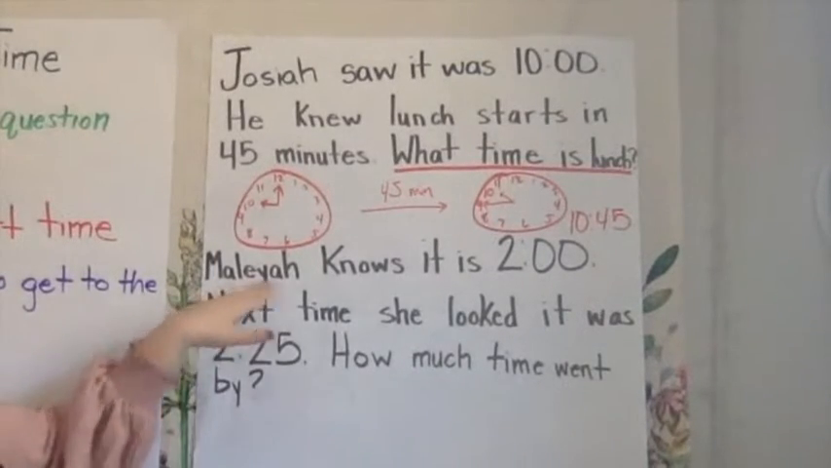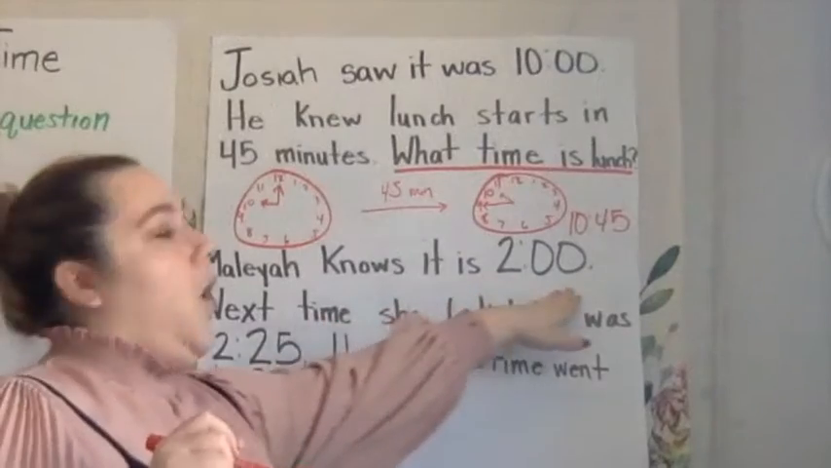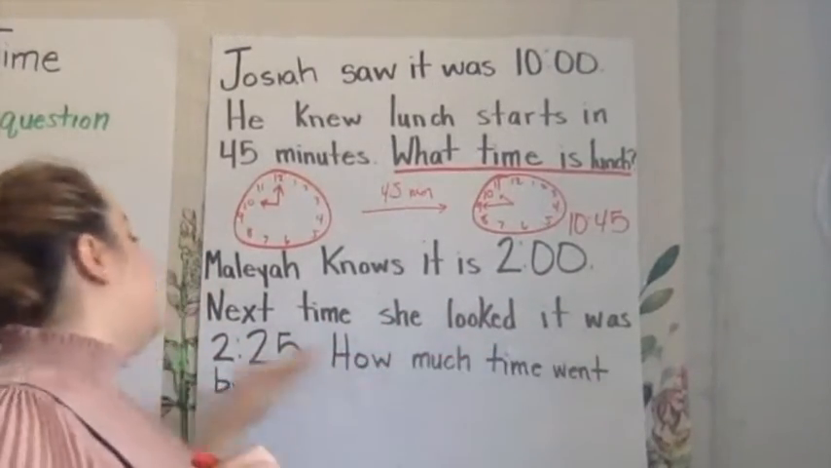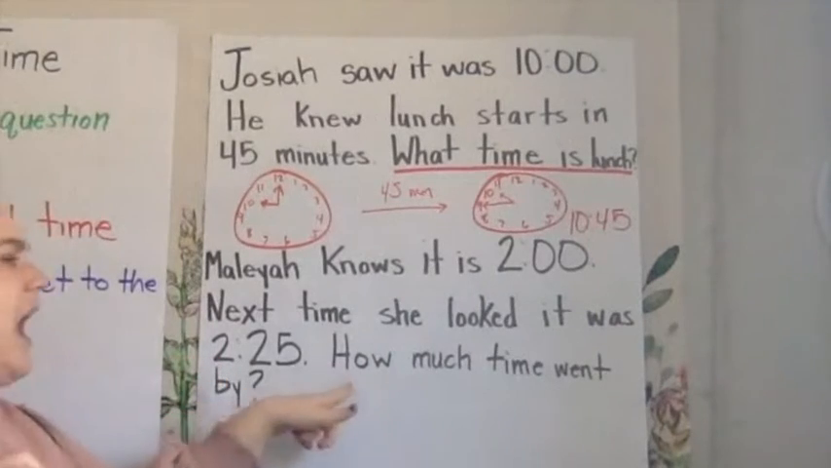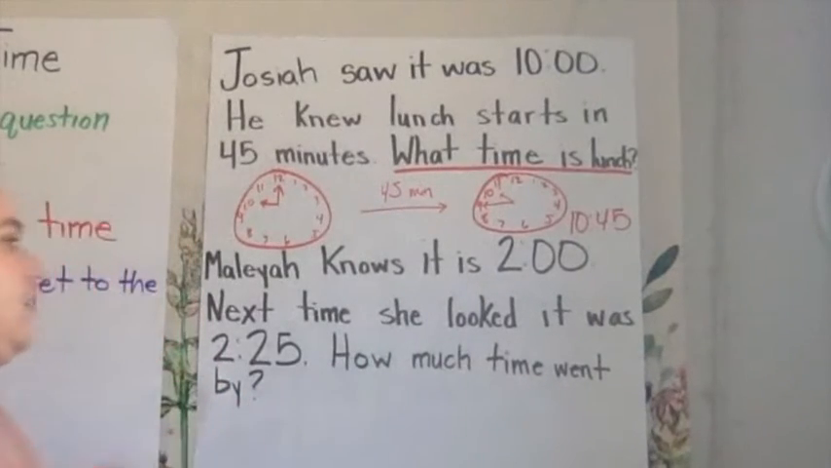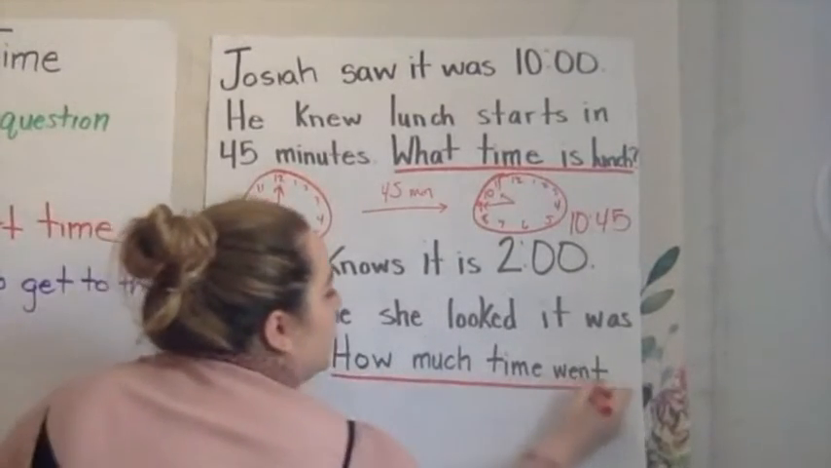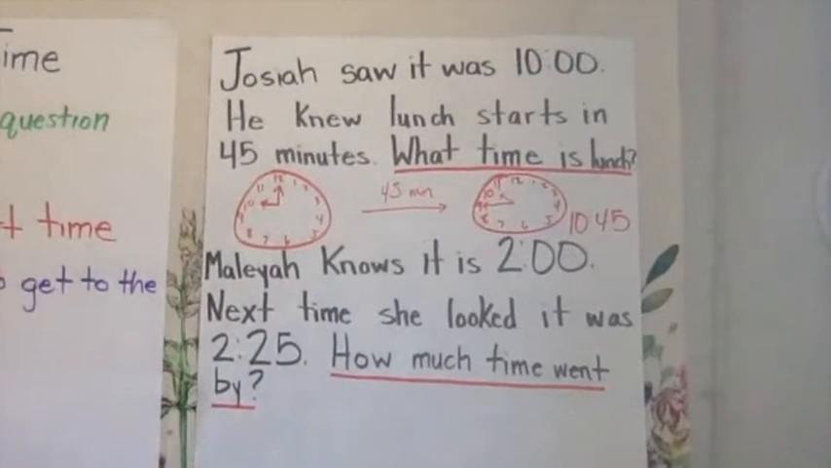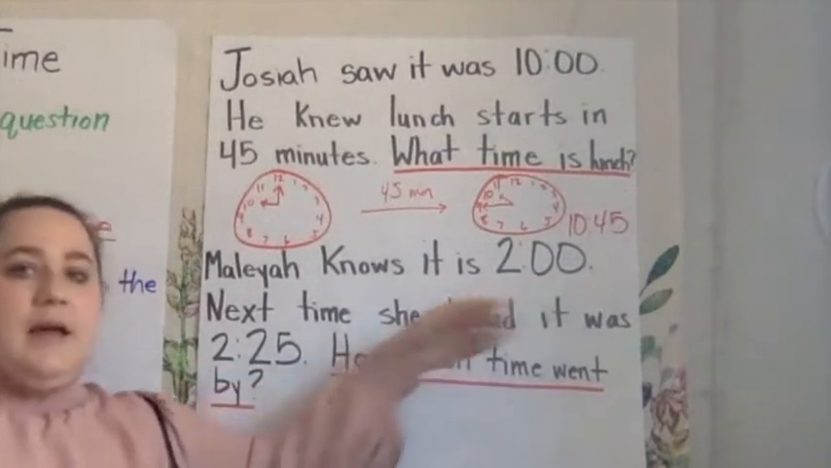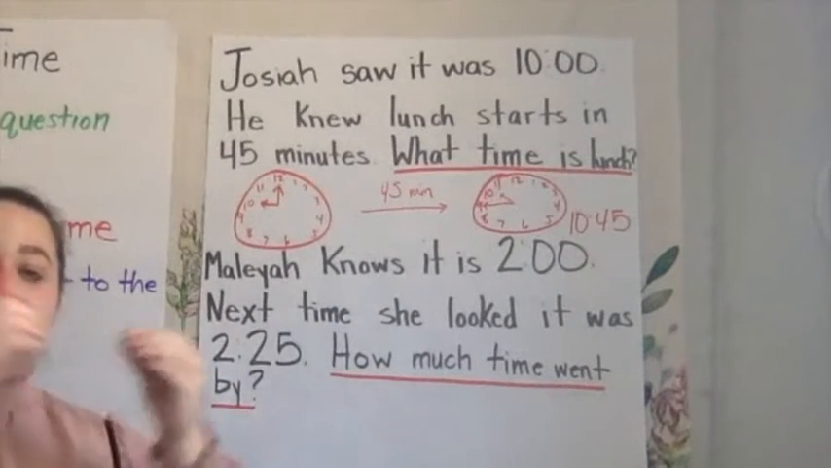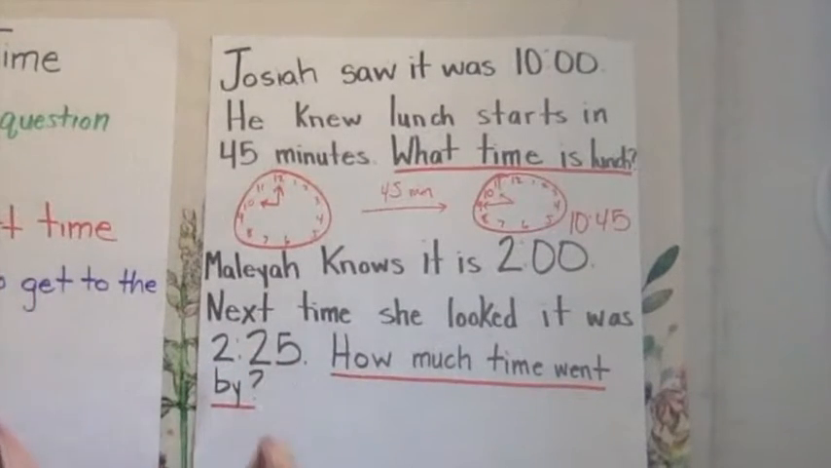So it says, Malia knows it is 2 o'clock. Next time she looked, it was 2:25. How much time went by? Well, step 1, what is the question asking me? The question is asking, how much time went by? They gave me my start time. They gave me my end time. I need to find out how much time happened in between the two.